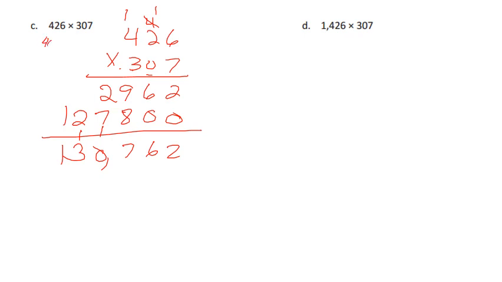426 would be closer to 400. Times 307 would be close to 300. 4 times 3 would be 12 with 4 zeros. So it would be close to 120,000, which it is.